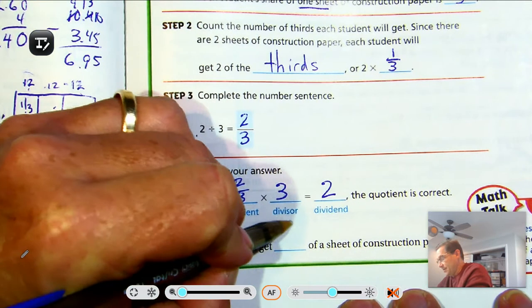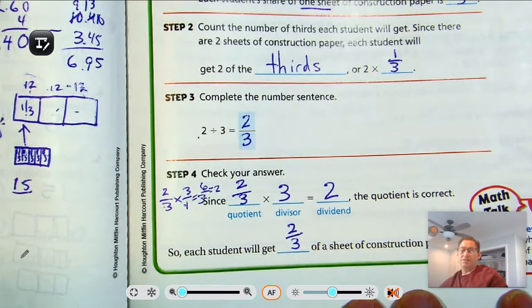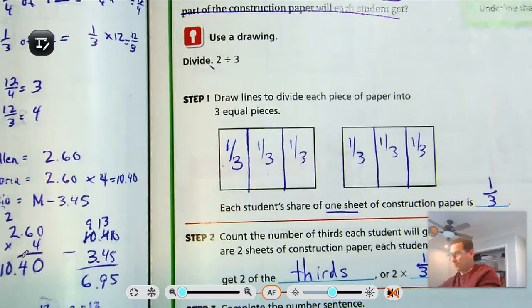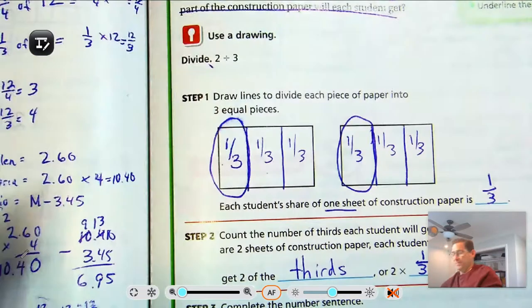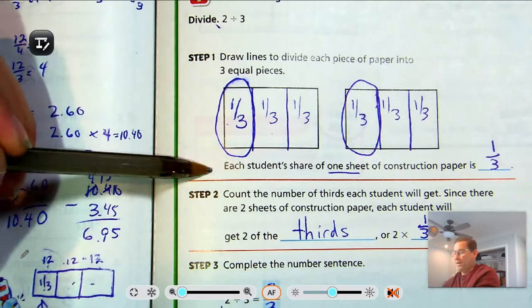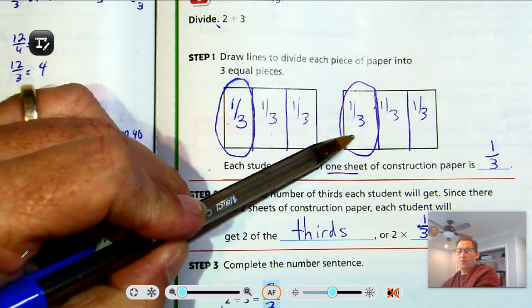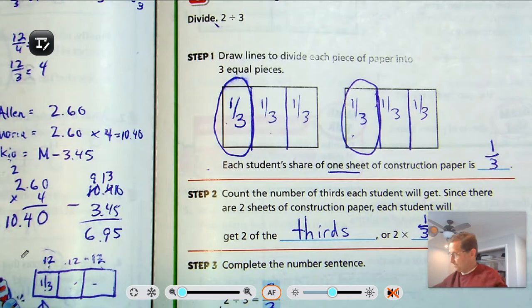So each student gets 2/3 of a sheet of construction paper. We can say that this is 1 student getting that part of the construction paper, and that same student getting another 1/3. So 2/3.